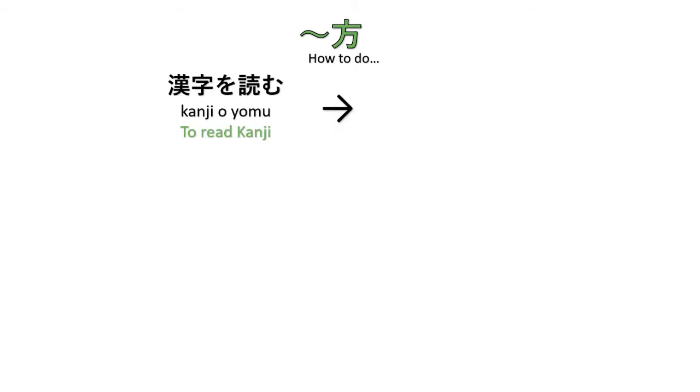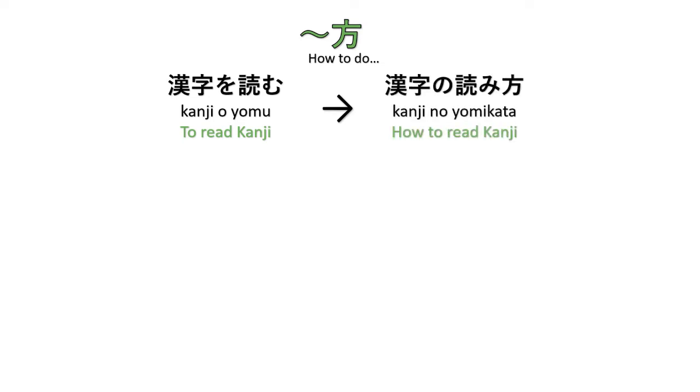Okay, so here we have kanji o yomu, to read kanji. Now to say how to read kanji, kanji no yomikata. So yomu becomes yomikata, the verb stem yomi and then kata. And then instead of using the direct object particle o, we use no, kanji no yomikata.